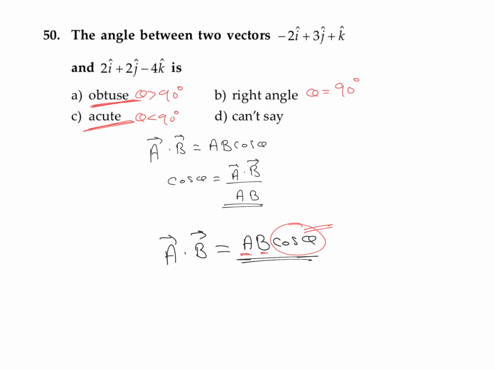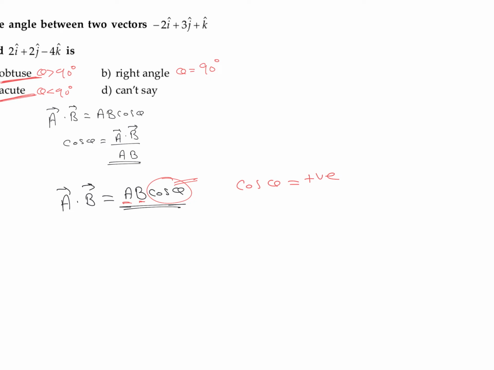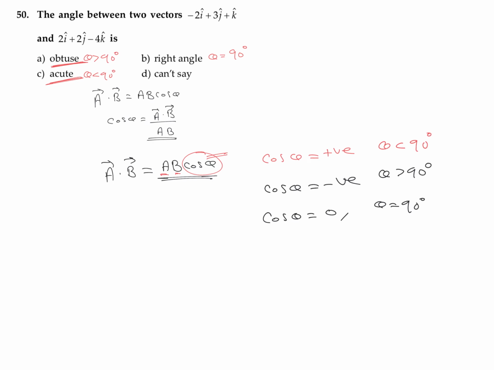So if cos theta is positive, then a dot b is positive, and if a dot b is positive, then we can say that the value of cos theta should be positive, or the value of theta should be less than 90 degrees. Now, if the value of a dot b is negative, that is possible only when cos theta is negative. If cos theta is negative, then theta is greater than 90 degrees, or theta is in the second quadrant. And a dot b is equal to 0 when cos theta is equal to 0, that is possible when theta is equal to 90 degrees. So this type of question is based on this concept.